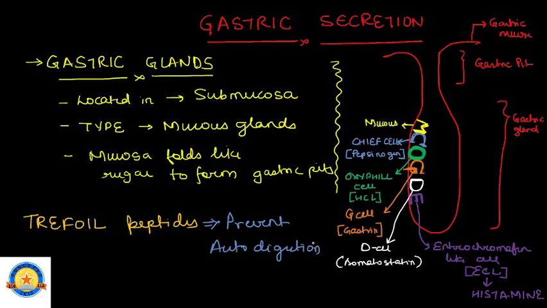Okay, trefoil peptides. Now we know the anatomy of the gastric gland, where it is located, what is the type of the gland, and what is the substance preventing autodigestion. Trefoil peptides. Now we will move on to gastric secretion. Just take a screenshot. Is it clear till now? Clear, no? We'll move on. Next topic.